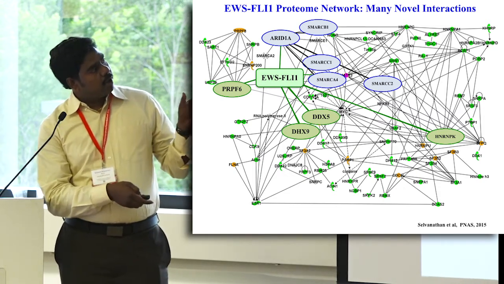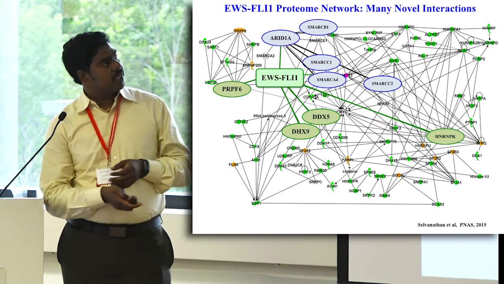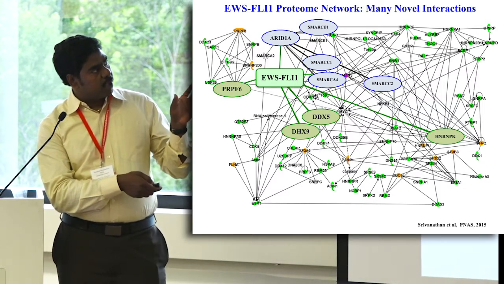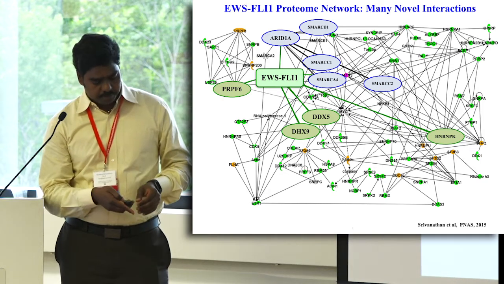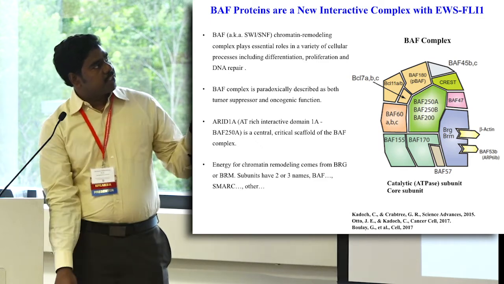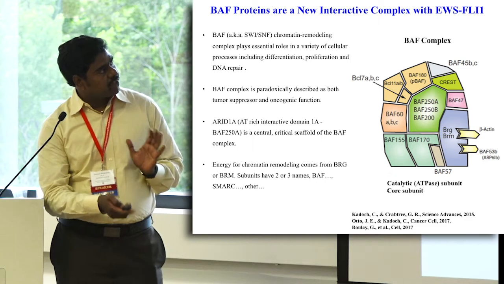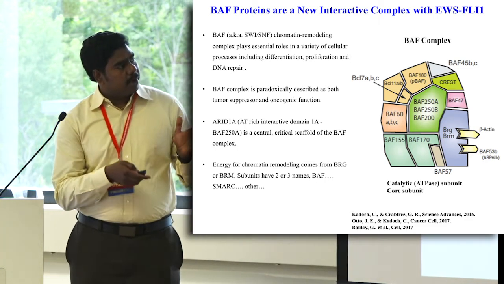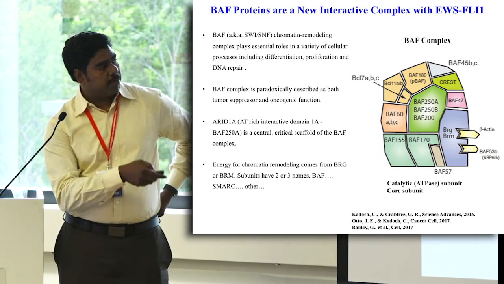Today I want to focus on the BAF complex. As Jeff mentioned, BAF is also known as the SWI/SNF complex. We also identified that EWS-FLI1 directly associates with several members of the BAF complex. The BAF complex, as was already mentioned, is a chromatin remodeling complex. It plays an essential role in differentiation, proliferation, and DNA repair. The BAF complex is mainly described as a tumor suppressor or an oncogene, depending on which subunit is mutated.